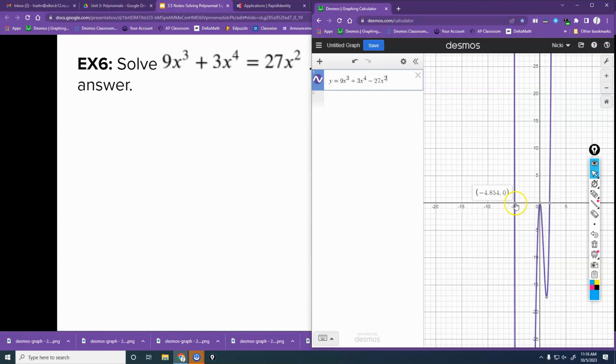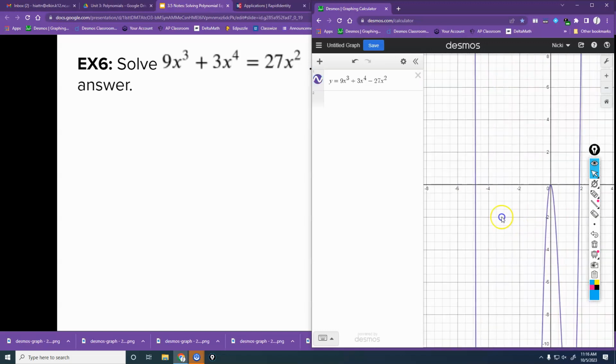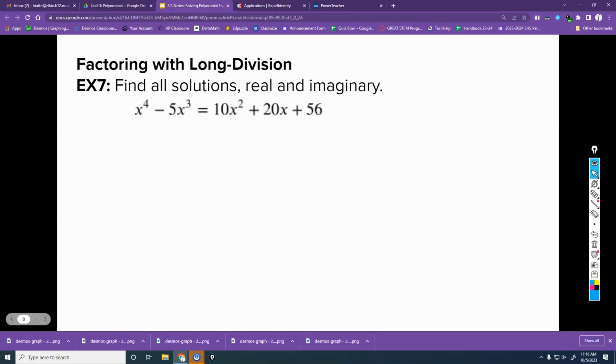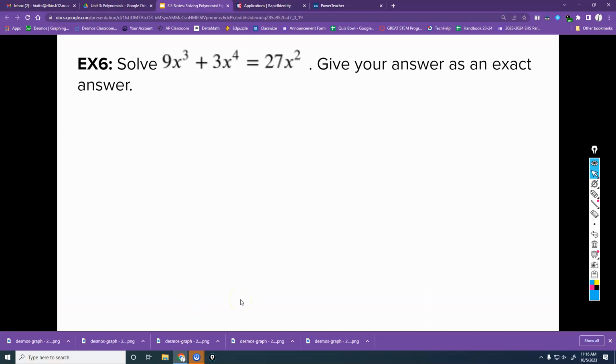Okay, here's the reason I want to do this one. Look at my answers for this. I got 0, and that's a double root. But then my other two answers are like crazy decimals for this. And so the decimals are okay, but a lot of times they're going to want these as roots. So let's do this one by hand.